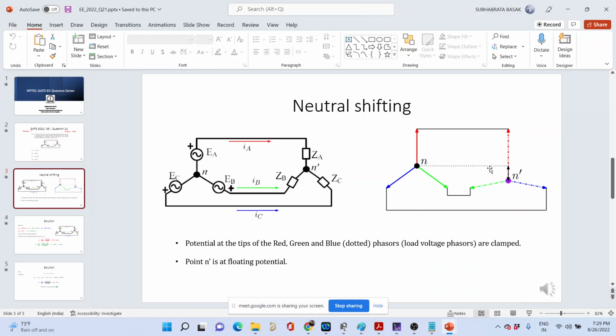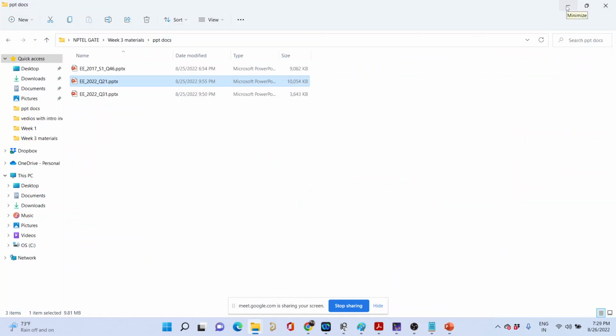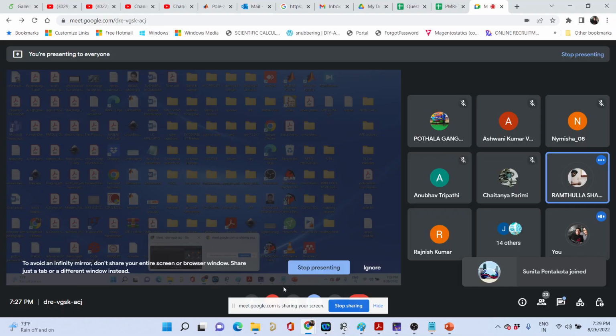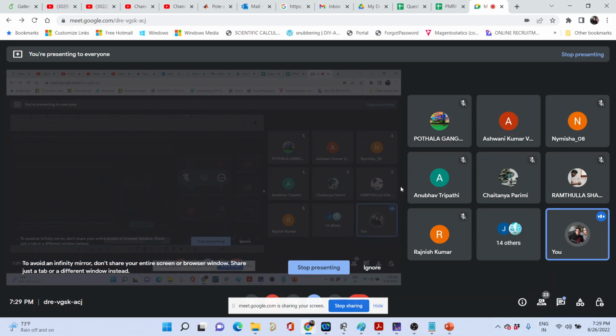So have you faced this problem in any power electronic circuit that you use? Anybody who has studied power electronics? No, sir. Actually, neutral oscillation is not covered there. No, I'm not talking about neutral oscillating. This kind of problem you would be finding in power electronics too.